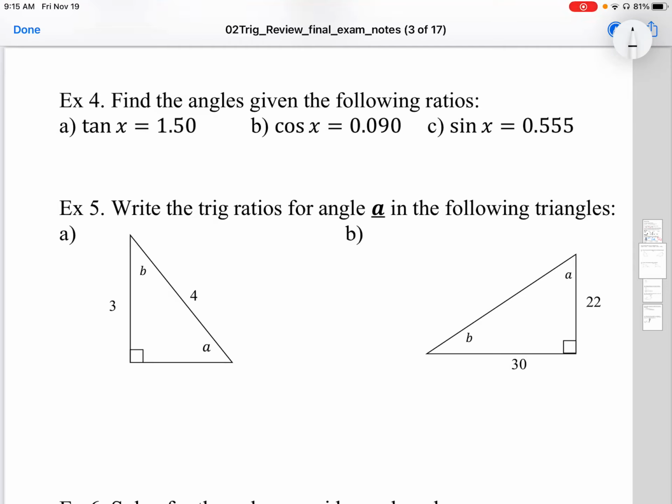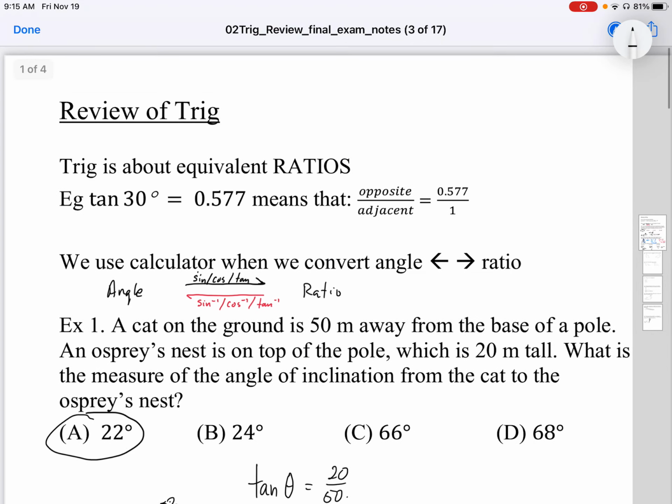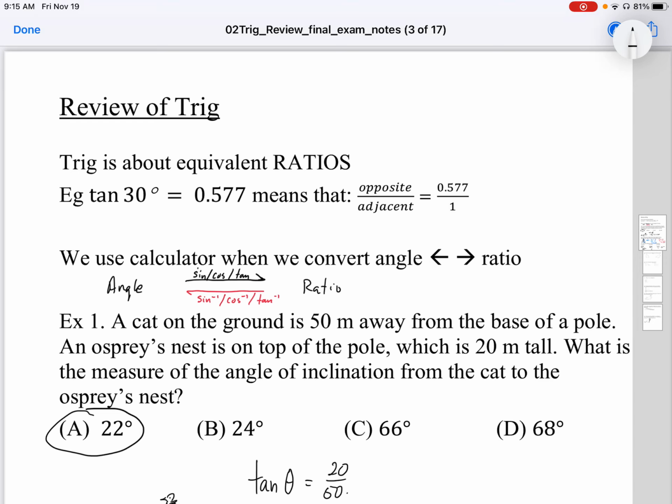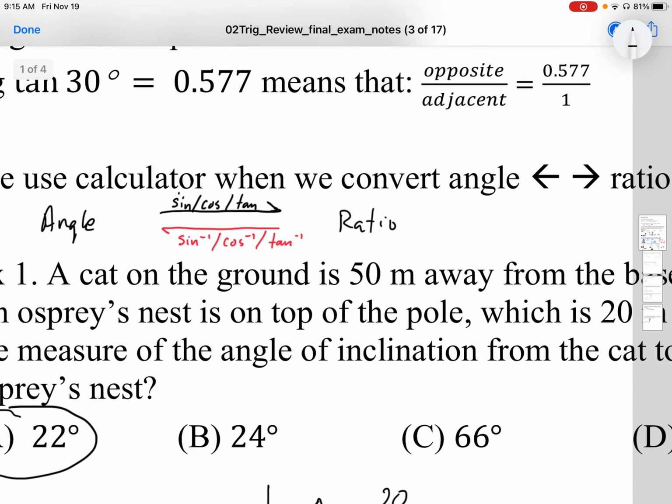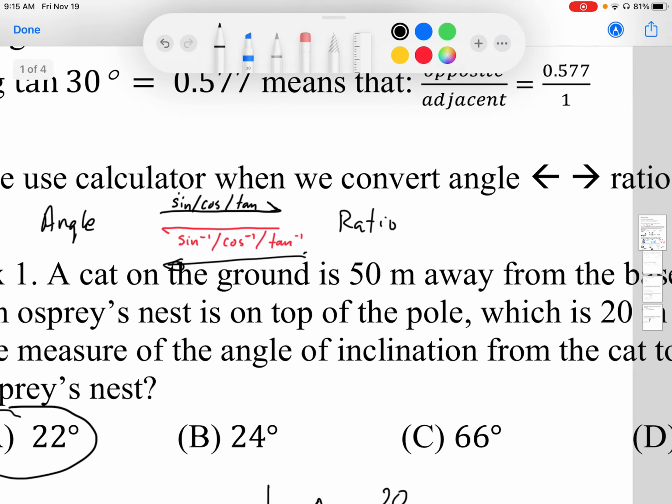Example 4 asks us to find the angle x given these different ratios. So here I've been given tan x equals 1.50. So if I go back to my big idea, if I want to find the angle from the ratio, I'm going in this direction here. So I need to use arctan.